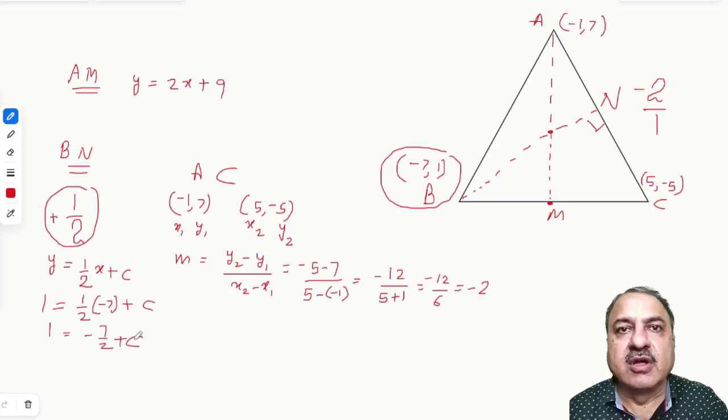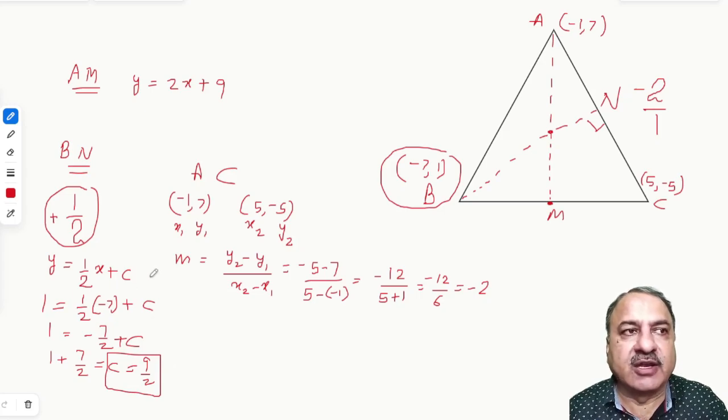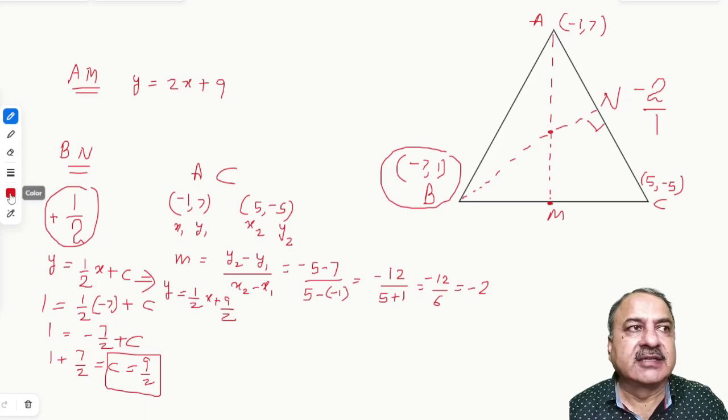-7 by 2 will be moved to the left. It will become +7 by 2. 1 plus 7 by 2 equal to c. 1 plus 7 by 2 is 9 by 2. We are having the value c equal to 9 by 2. We will plug in this value into y equal to 1 by 2x plus c. It means y equal to 1 by 2x plus 9 by 2. This is the equation of BN.